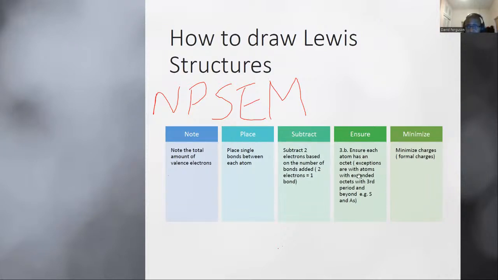Exceptions are with atoms with expanded octets occurring in the third period, and also exceptions occur with incomplete octets, for example, with boron and beryllium. Then you minimize charges. These are the ways you draw really good Lewis dot structures, really good contributors to the resonance hybrid. So let's keep going.